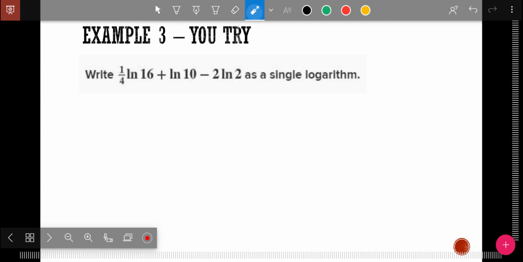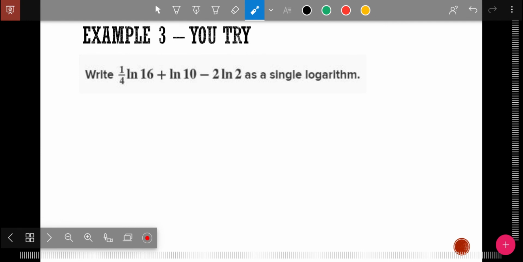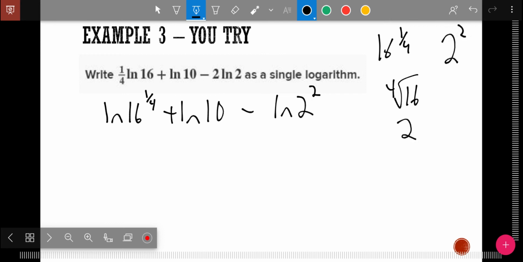First thing I have to do is which of these properties, power, product, quotient, which one do I have to look for first when I'm combining things to make a single logarithm? Which one do I have to look for first? Hopefully you said power property. There's two instances of that here. There is the 1/4 in front, which goes now as an exponent. And then there's the 2 in front, which now goes as an exponent. And so 16 to the 1/4 power is just the 4th root of 16, which is 2. And 2 squared is just 4.